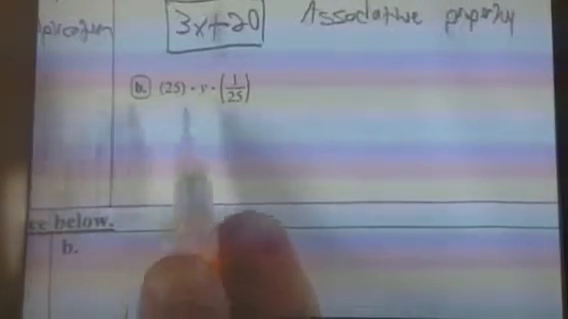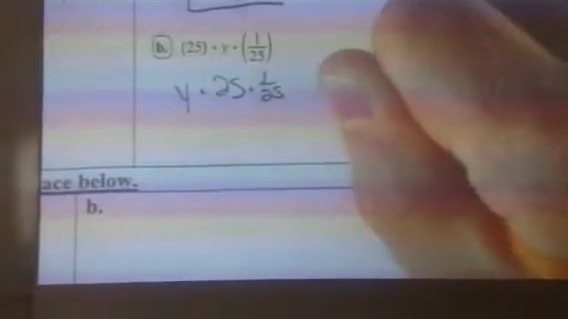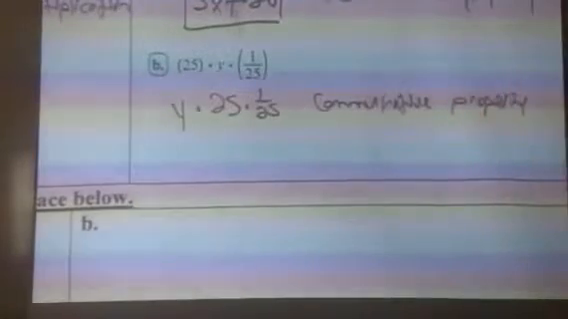Right? Same thing here. I want to combine these two, but I want to think about an easier way to simplify this. The commutative property says I can switch the order of these. Since this is all multiplication, I can switch the order of these. It's not going to change the answer. So let's do that. Let's say y times 25 times 1/25. Okay? I switch the order, so that must be the commutative property of multiplication.